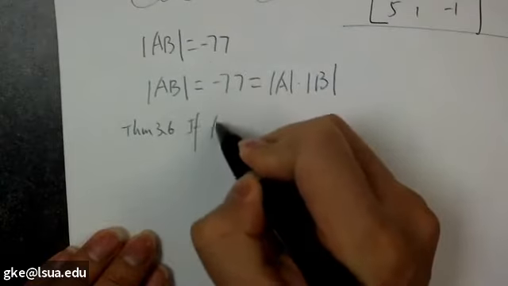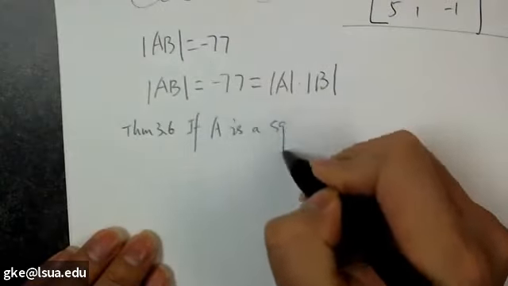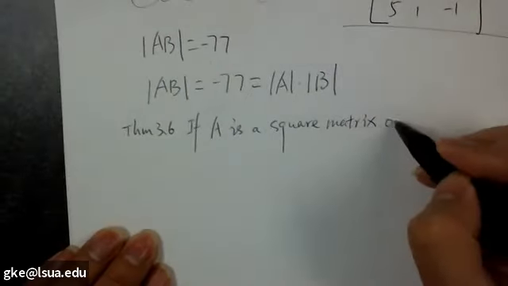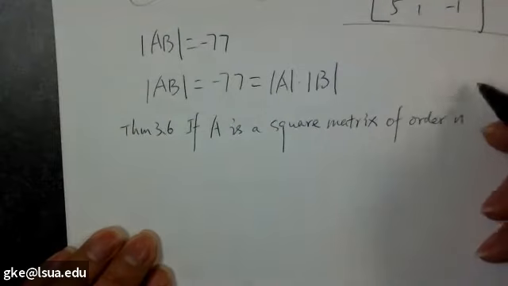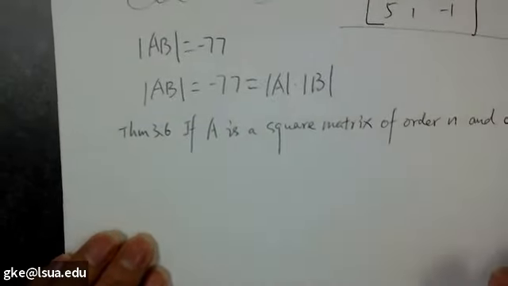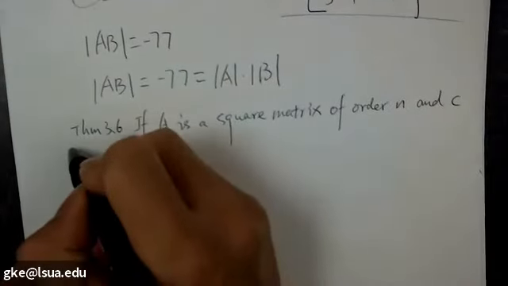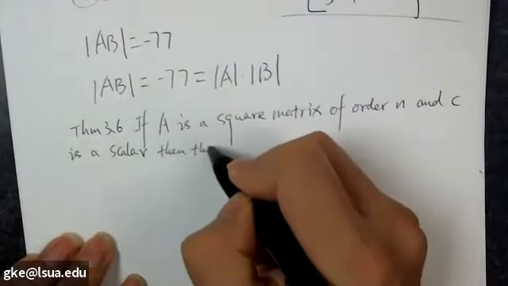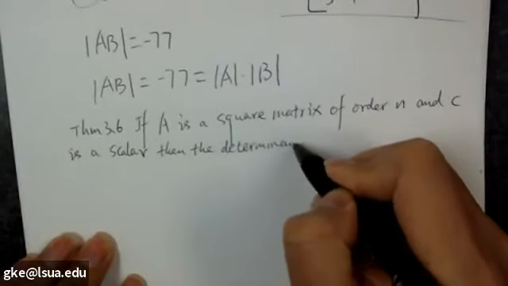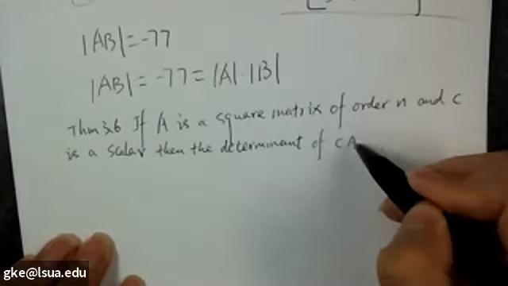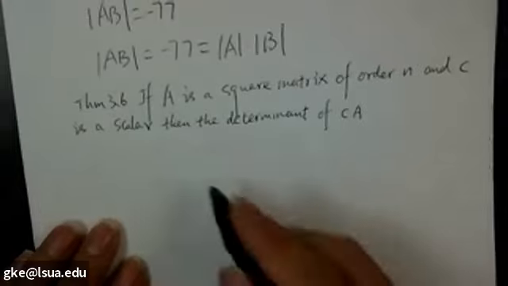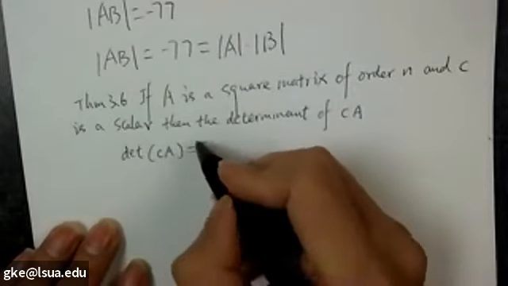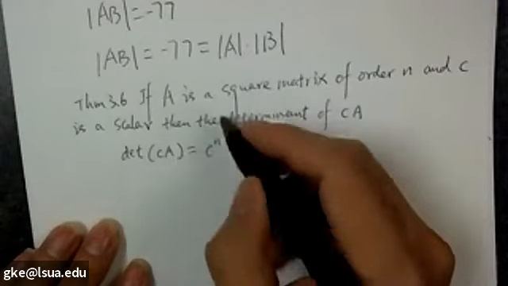If A is a square matrix of order n, and C is a scalar, then the determinant of CA equals C to the power n times the determinant of A.